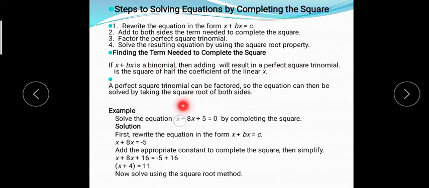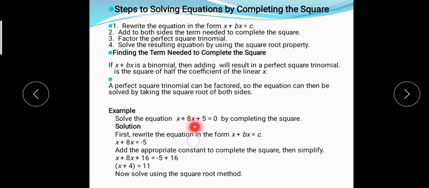How to solve by completing the square? Now listen. x squared plus bx is a binomial. Adding the square of half of the coefficient of the linear x term will result in a perfect square trinomial. A perfect square trinomial can be factored, so the equation can be solved by taking the square root of both sides. A simple equation here in front of you.